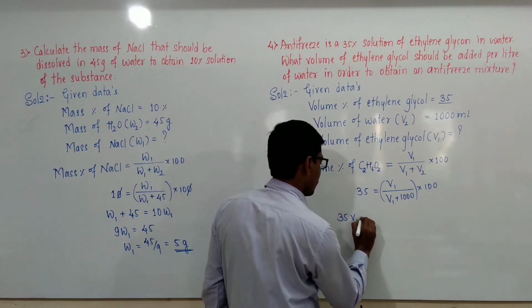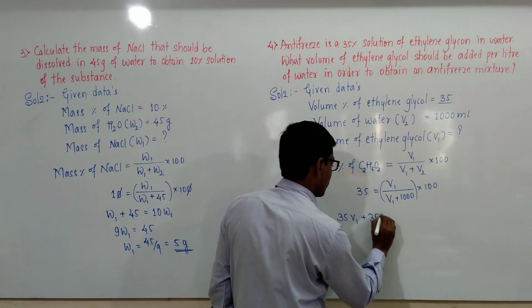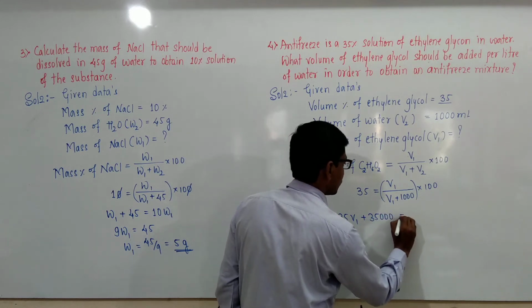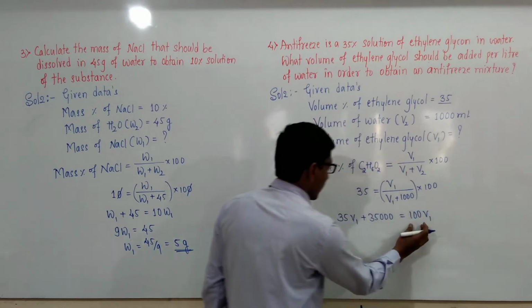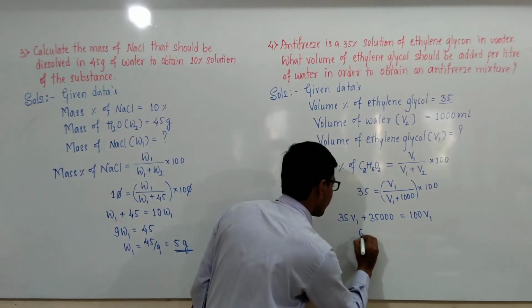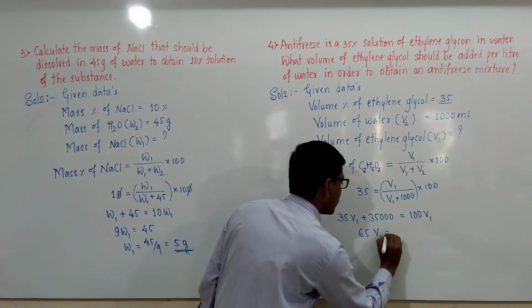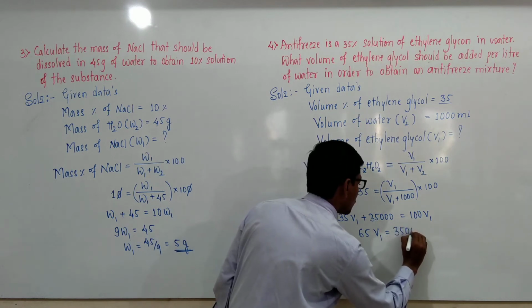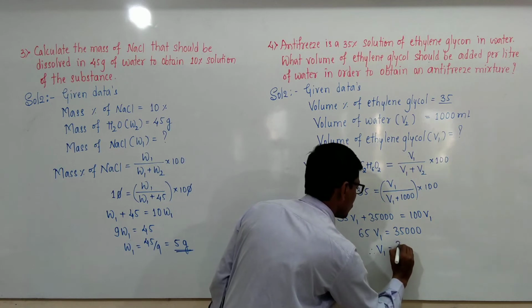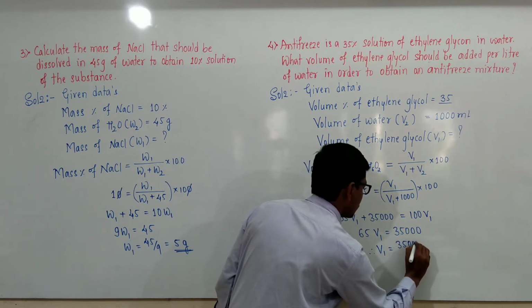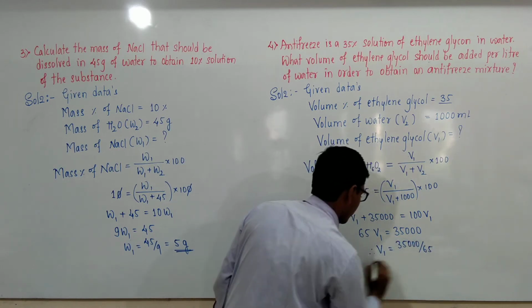35 V1 plus 35,000 is equal to 100 V1. 100 minus 35 means 65 V1 is equal to 35,000. Therefore, V1 is equal to 35,000 divided by 65.